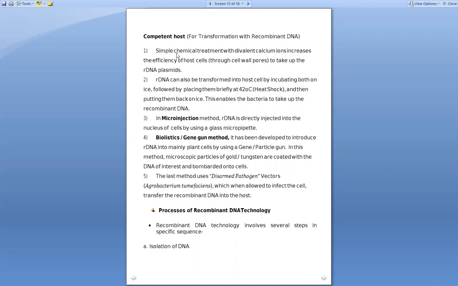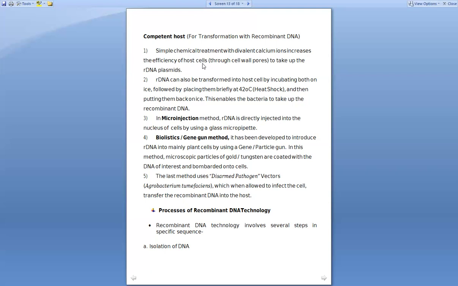The first is a simple chemical treatment with divalent calcium ions, which increases the efficiency of the host cell to take up the rDNA plasmid. The chemical treatment is given with divalent calcium ions. This increases the efficiency of the host cell to take up, that means to accept, the rDNA plasmid, that is the recombinant DNA plasmid.